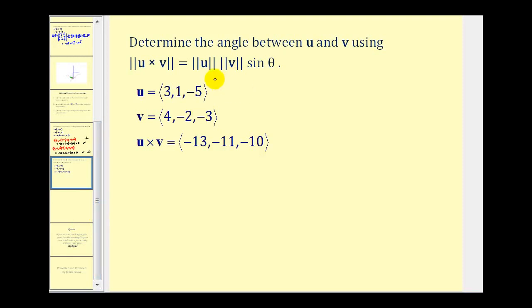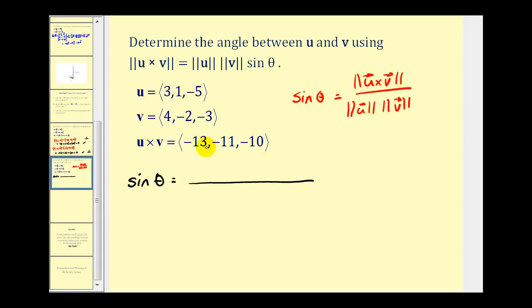Going back to the same problem, we can use this property to determine the angle between our given vectors u and v. Let's go ahead and try to do that. If we solve this for sine theta, we'd have sine theta must equal the magnitude of u cross v divided by the magnitude of u times the magnitude of v. Once we find this, we can determine the angle between the two vectors. Let's give it a try.